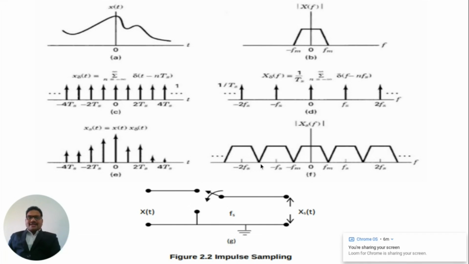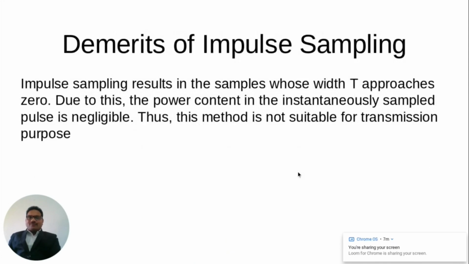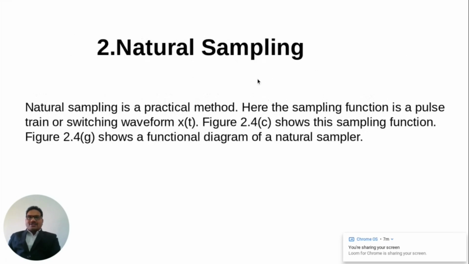But this sampling has demerits. Now, what are the demerits of that? You can observe from this figure that the width of this impulse train tends to 0. So due to this, the power content present in this instantaneous sampled pulse is negligible. Thus this method is not suitable for transmission purposes. So in order to overcome this disadvantage, we are moving to natural sampling.